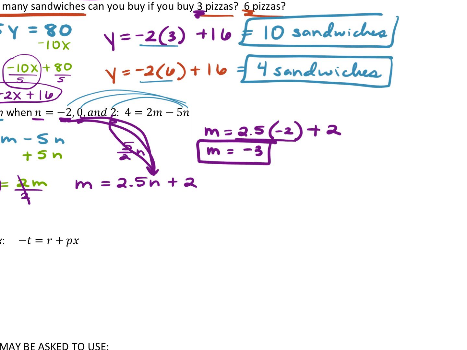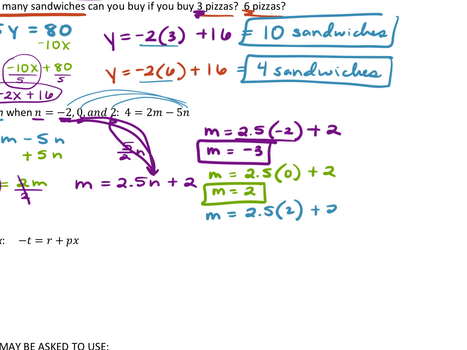Okay. Your second one, m is going to be 2.5 times what? 0. They give us a 0 next, plus 2. 2.5 times 0 is 0. 0 plus 2 is 2. Okay, and then your third one, m equals 2.5 times 2 plus 2. So you get 5 plus 2, or 7.